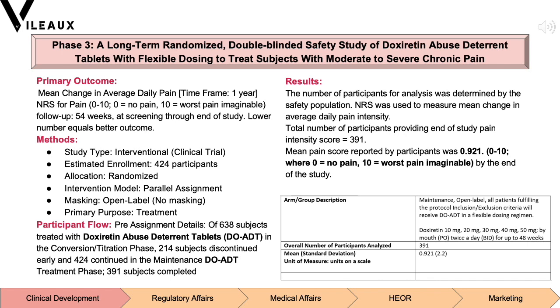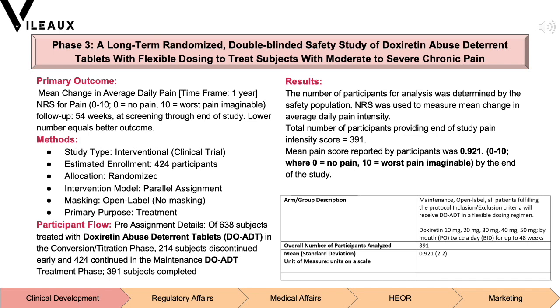Weekly averages during the treatment phase were the mean of the daily pain intensity in the 7-day period from first administered dose. The primary efficacy endpoint was mean NRS score at week 12 minus the NRS score at baseline 2 days prior to randomization. Our study methods included an interventional clinical trial study type, 424 participants in the maintenance phase, randomized allocation, parallel study assignment, open label, no masking, and the primary purpose of the study was treatment.